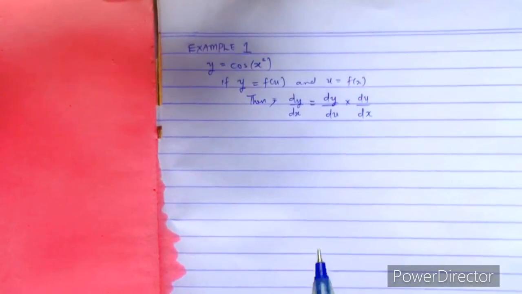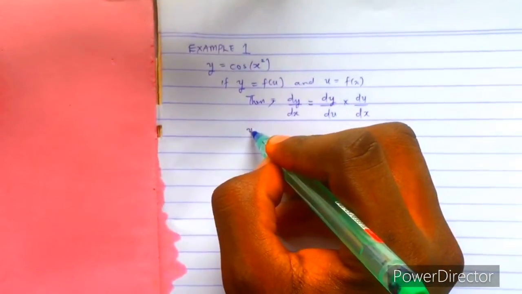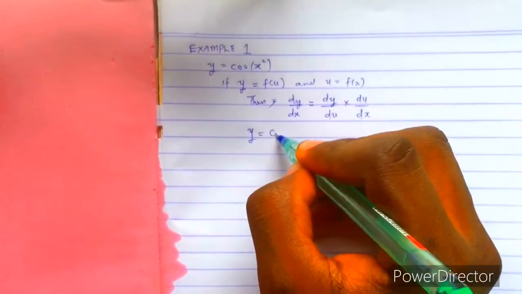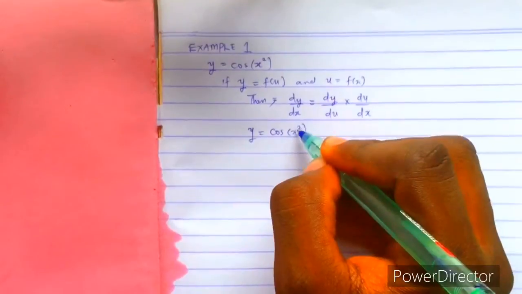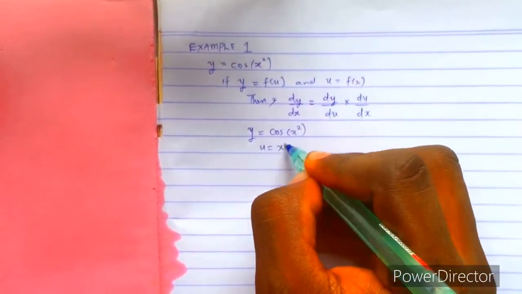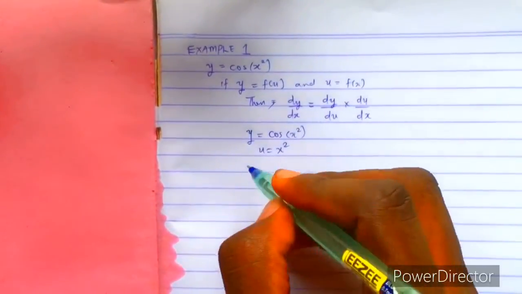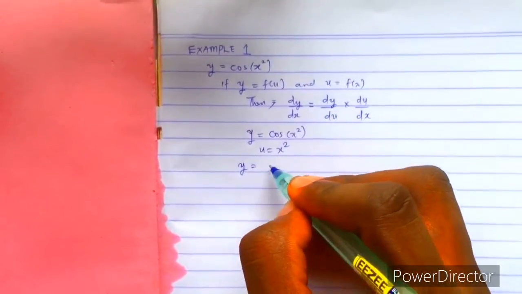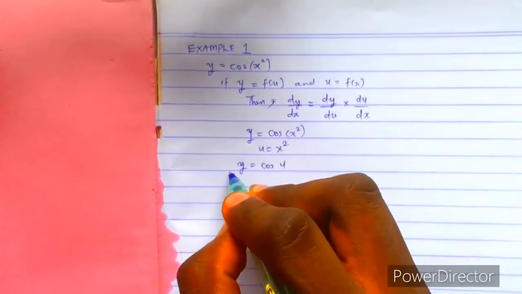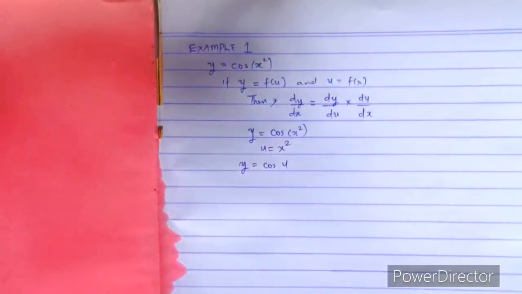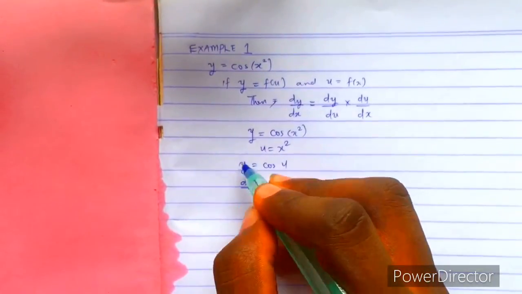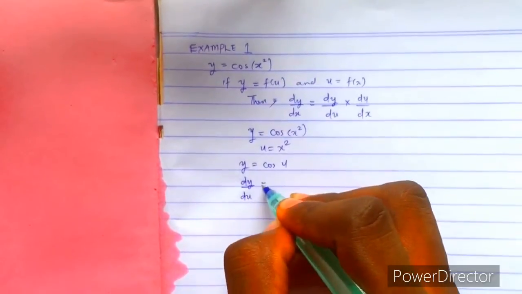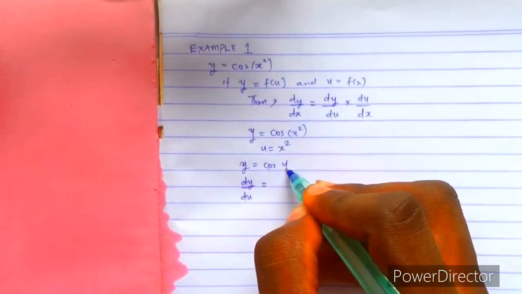So our question is y equals cos x squared. Then for our x squared, we can say u equals x squared. That means our y is now equal to cos u. So in this context, we are going to find the derivative of y. That means dy/du: we differentiate y with respect to u.